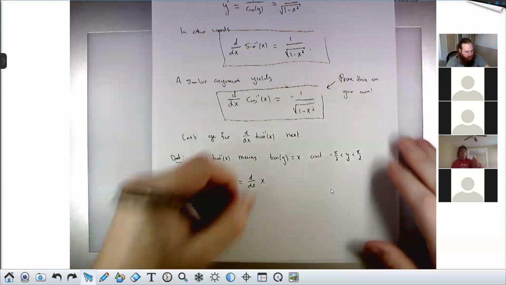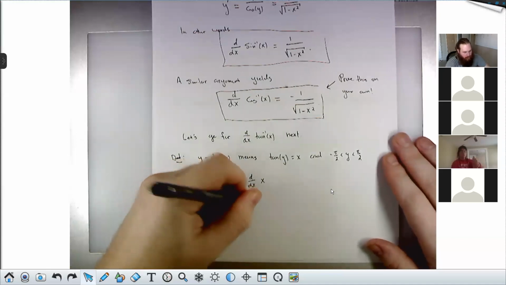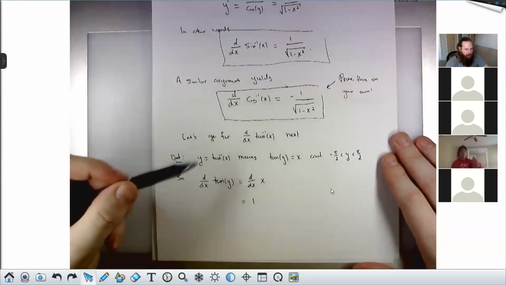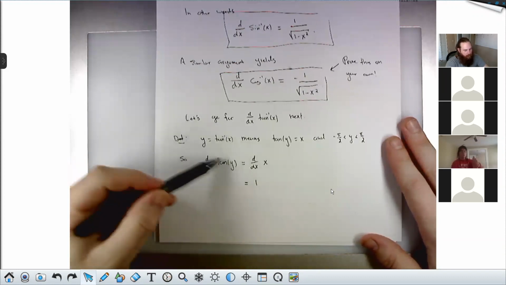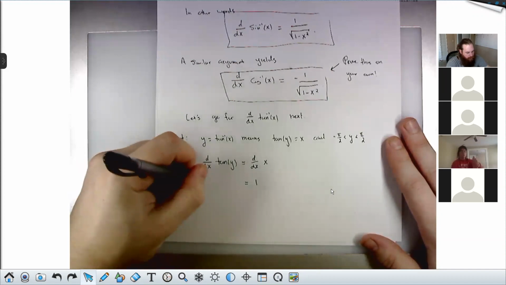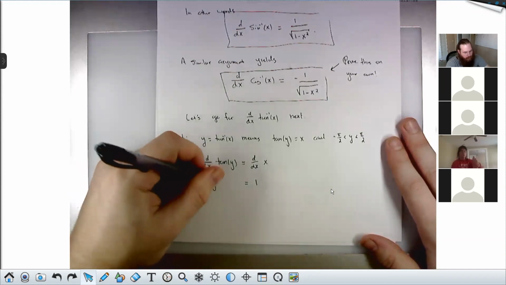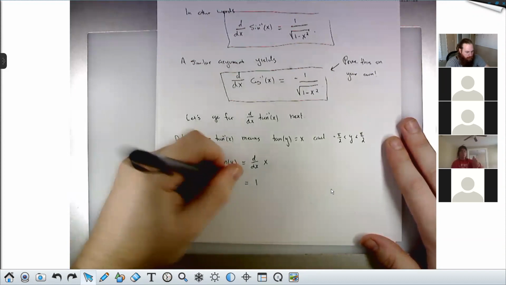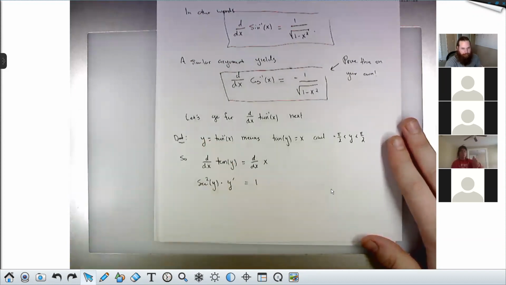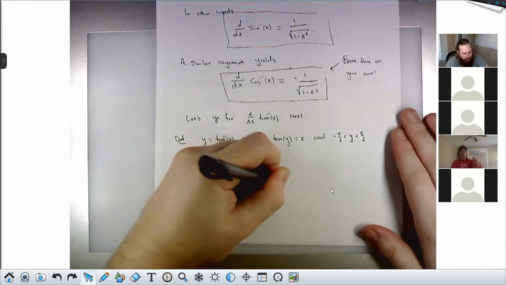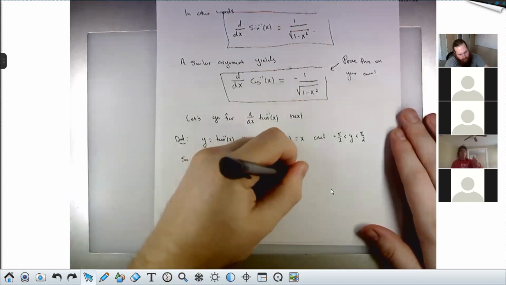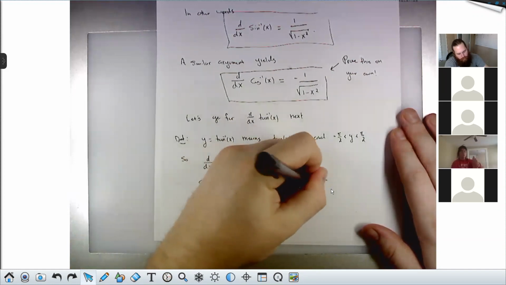The derivative of x is still just 1. The derivative over here requires the chain rule. I differentiate the outer function, leaving the inner alone, and then I'll multiply by the derivative of the inner. The derivative of tangent is secant squared. So I get secant squared of y times y prime, which means y prime is 1 over secant squared y.